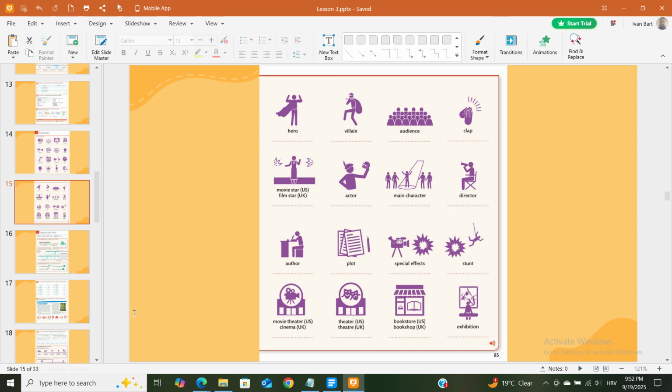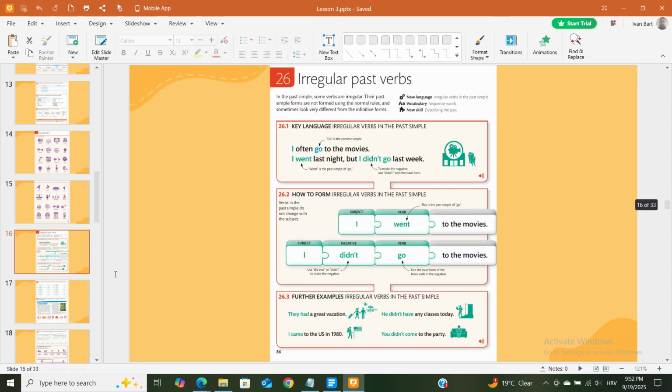26 Irregular past verbs. In the past simple, some verbs are irregular. Their past simple forms are not formed using the normal rules, and sometimes look very different from the infinitive forms. New language: irregular verbs in the past simple are vocabulary, sequence words. New skill: describing the past.